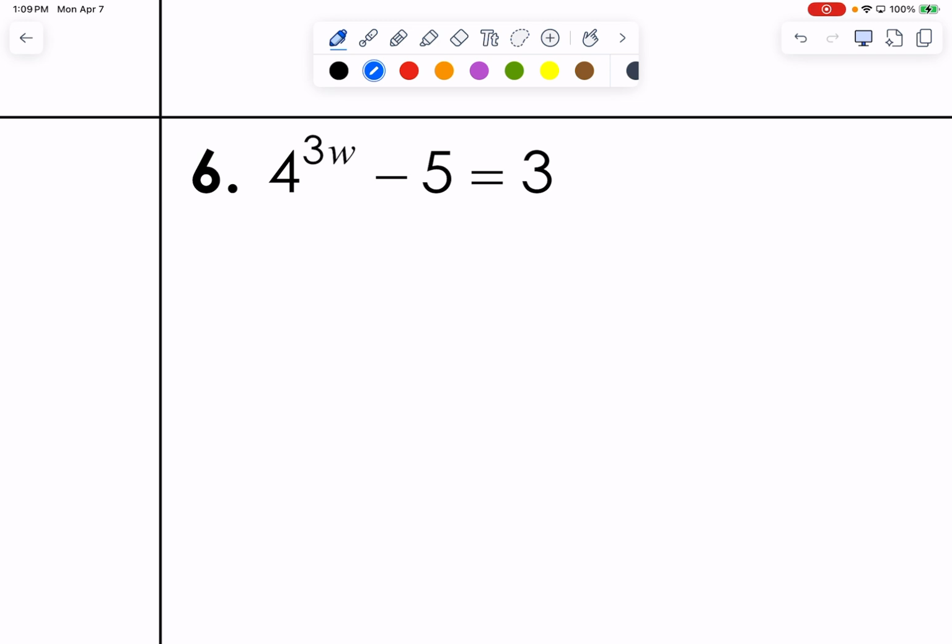Ask your neighbor, don't ask me. What do you do first? Come on, Ty. I'm going to split you 2 up. What do you do first, Chase? How do you get rid of the negative 5? Ty, how do you get rid of the negative 5? Add 5 to both sides.